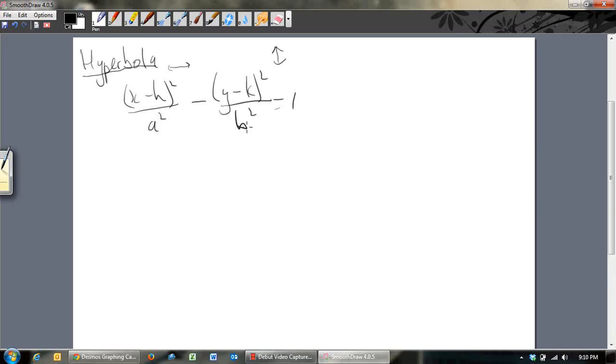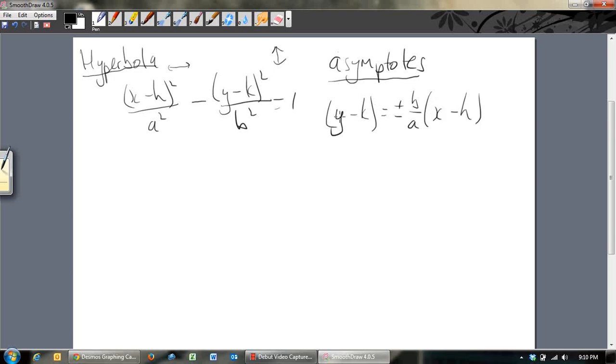So I'll just remind you that we did in class the asymptotes. Really important to know these. You should know this off by heart, because you'll need to use it that many times. The asymptotes for this are y minus k, the y translation, equals plus or minus b on a, times the x translation, x minus h. They will be your two asymptotes for the hyperbola.